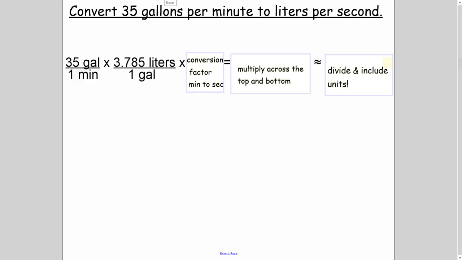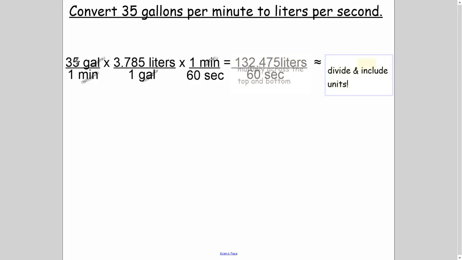If I'm going to get rid of the minutes, they go on the top, and seconds are going to go on the bottom. So minutes are going to go away. And then multiply across the top, multiply across the bottom. To finish this up, we're going to divide. And our units are what's left over, liters per second.